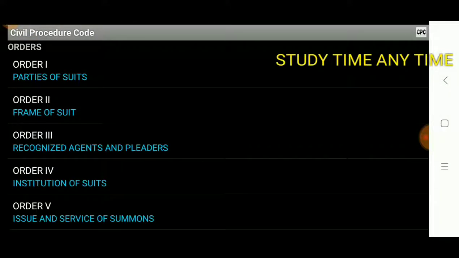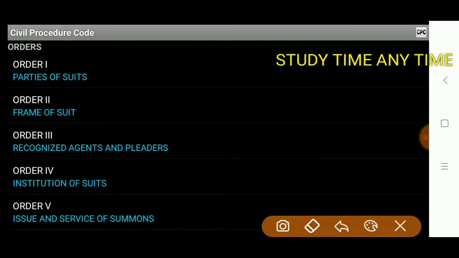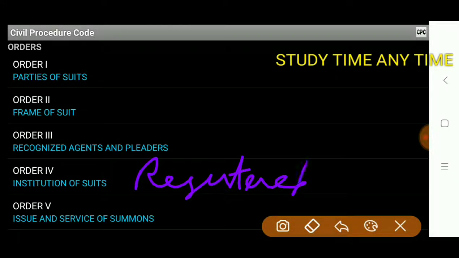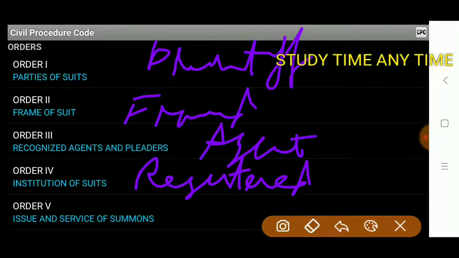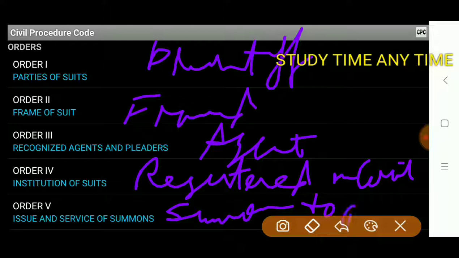Then there is order 5. Once you have filed the suit, now another sequence. Number 1, the plaintiff has filed the suit. Now the suit is being represented by the agent, and that has been registered. Now the suit is registered. There is a plaintiff. He has framed the suit, or he is represented by an agent. He has registered in court, and now he will send summons to the other party.